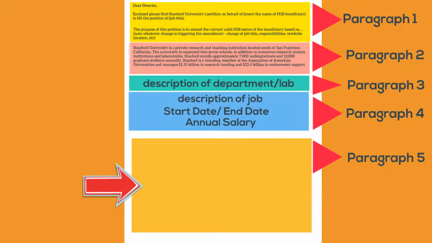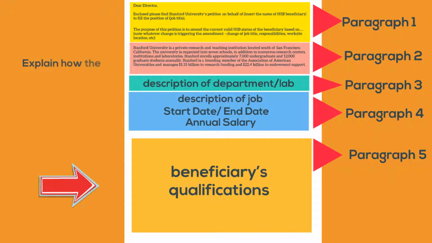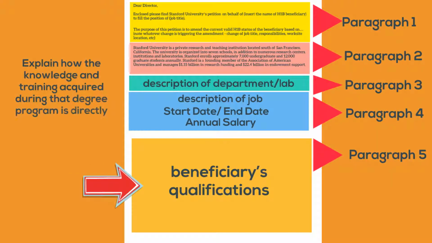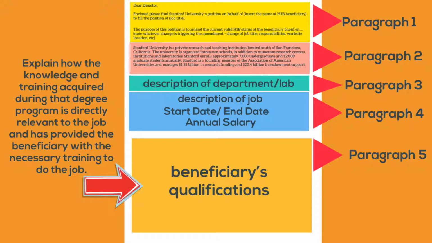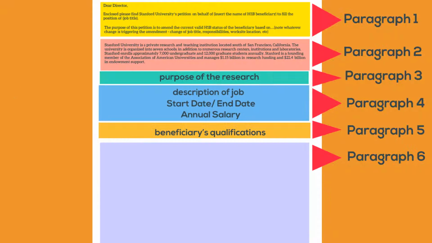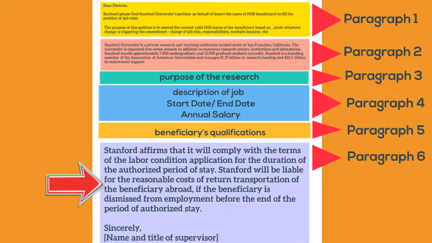The fifth paragraph describes how the employee is qualified to do the job. Note the highest degree earned as well as the field in which it was earned. And explain how the knowledge and training acquired during that degree program is directly relevant to the job and has provided the beneficiary with the necessary training to do the job. Paragraph 6 is the final paragraph in the cover letter. Copy and paste this as the final paragraph and signature section of the letter.